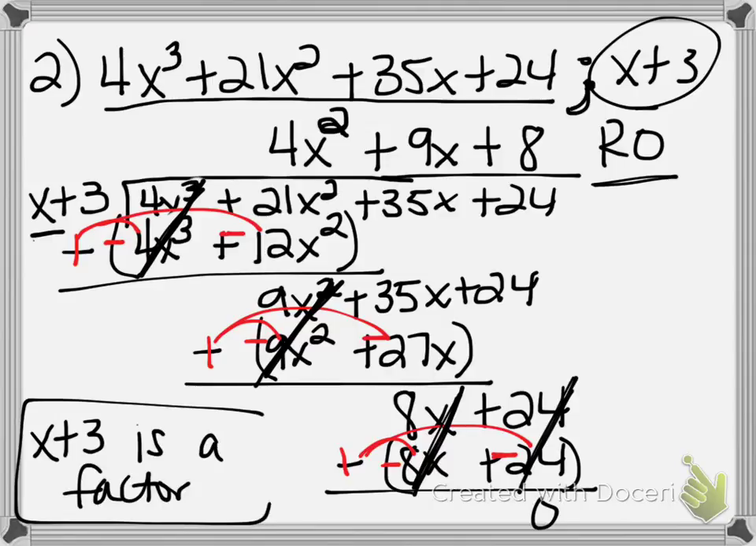Okay? And that answers the question because it asked if the binomial was a factor. So it's one extra step after the dividing. So now you have all of the notes that you need to be able to divide polynomials with long division.